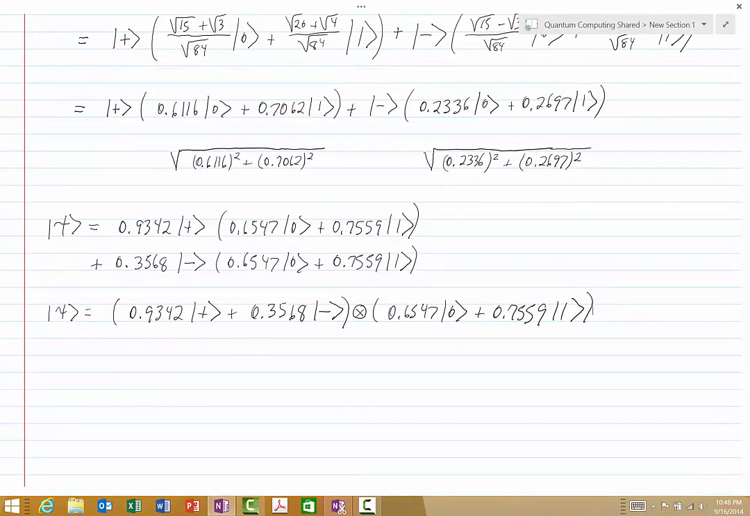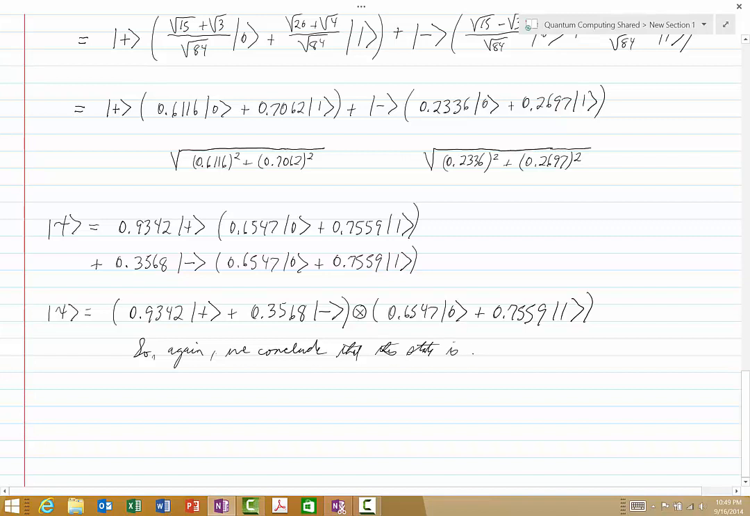And so again, and this should not surprise us, because remember, we said before that whether or not a state is entangled does not depend on the basis that we use. It depends on the decomposition, but it does not depend on the basis. So the fact that we used the standard basis in the first case and the Hadamard basis in the second case is completely irrelevant. So again, we conclude that this state is unentangled.